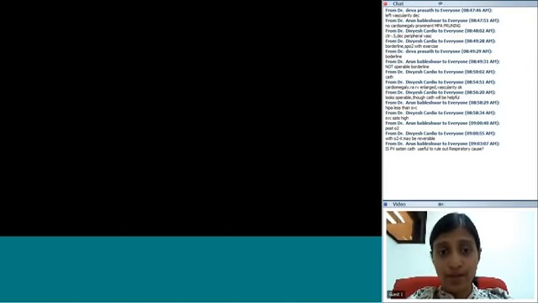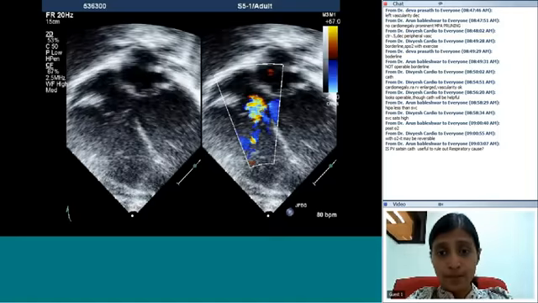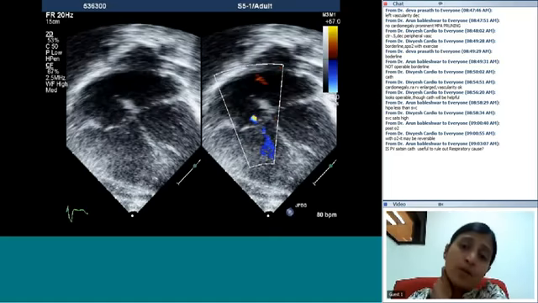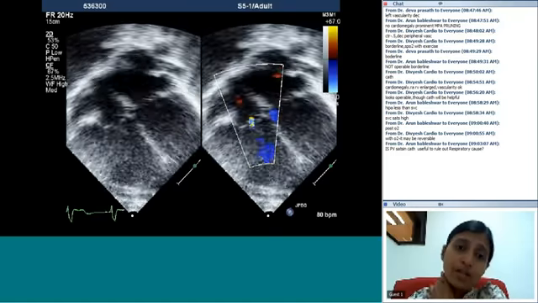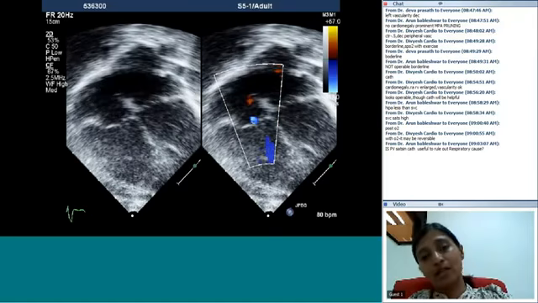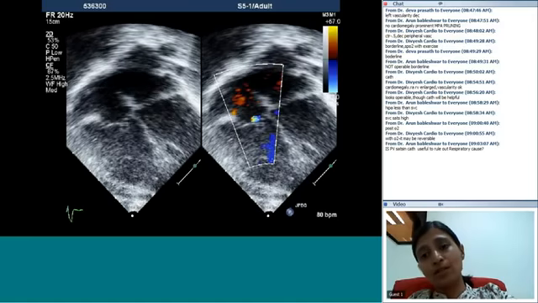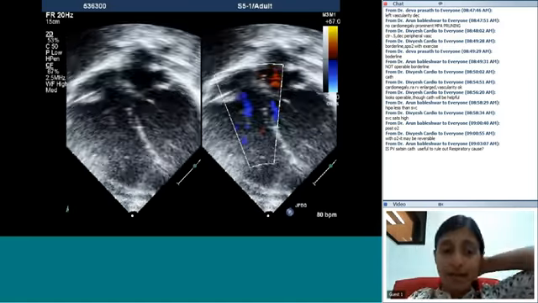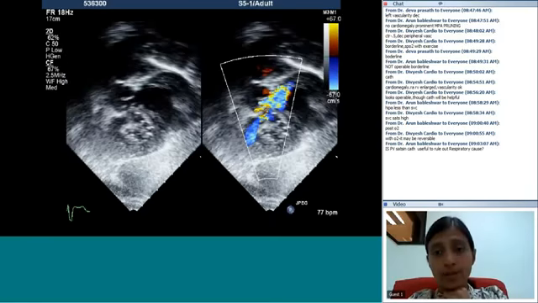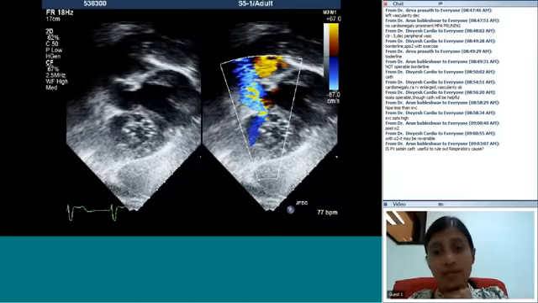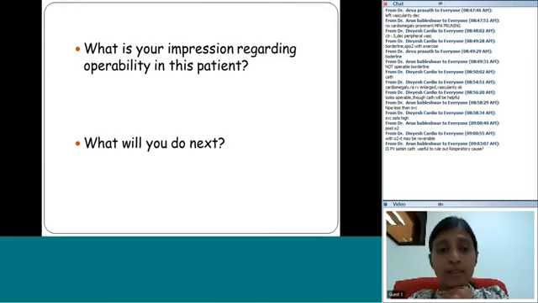This is his echo. It is not the best clip, I'm sorry, but you can see that there is some LA-LV dilatation. There is increased, quite generous pulmonary venous blood flow. Okay, this is probably slightly better. Bidirectional flow across the VSD, predominantly left to right. So overall, what is your impression regarding operability in this patient, and what will you do next?